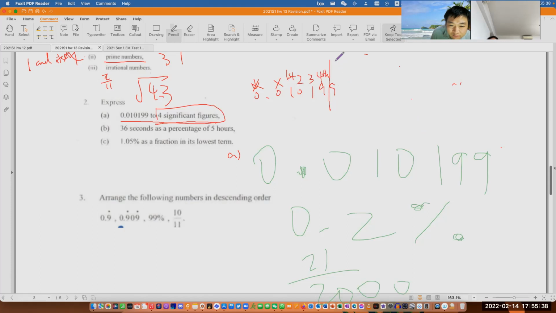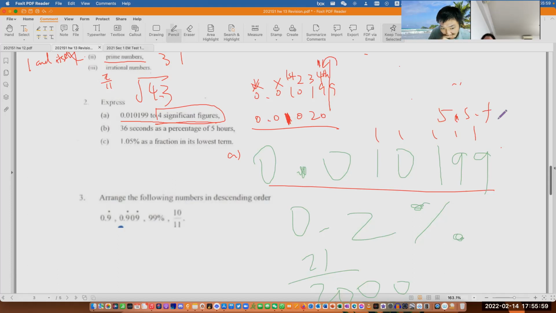Then you ask yourself, is it more than 5 or equal to 5, right? So you give it a 1 here, 9 plus 1. So you should end up with 1, 0, 2, 0. So it should be this. How do you get this? This is 1, 2, 3, 4, 5. This is 5 significant figures already, and you did not even change this at all.